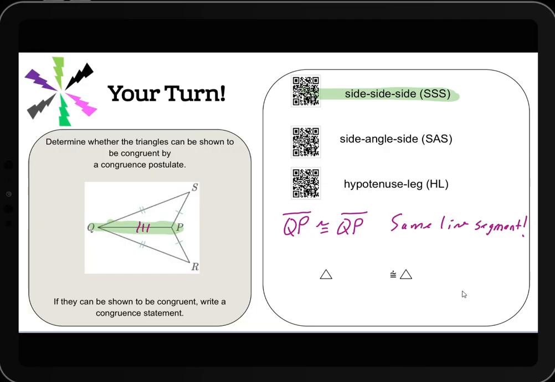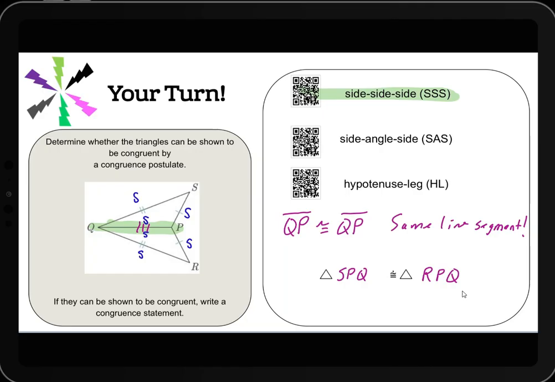And if you see here, I can even label that. I've got side, side, side. So that's why the triangles happen to be congruent. So for me, I'm going to go ahead and write the congruent statement. I'm going to start by saying triangle SPQ. That should have been congruent to triangle RPQ.